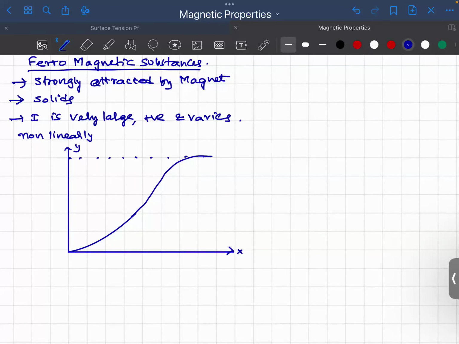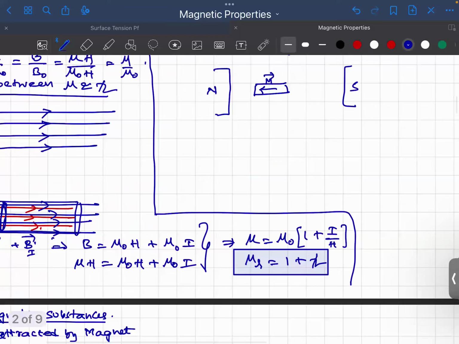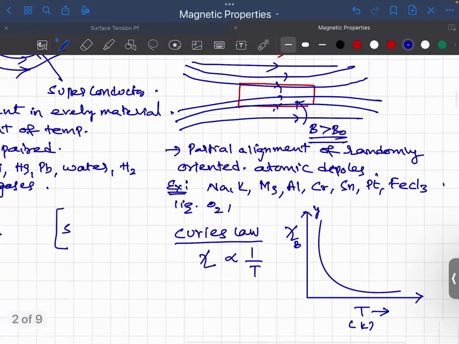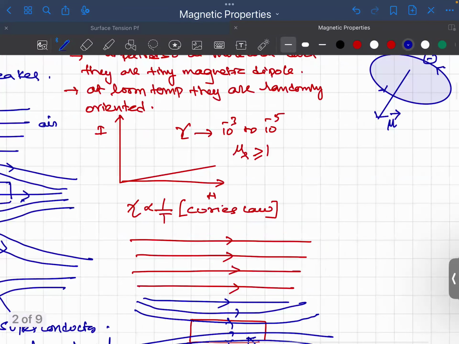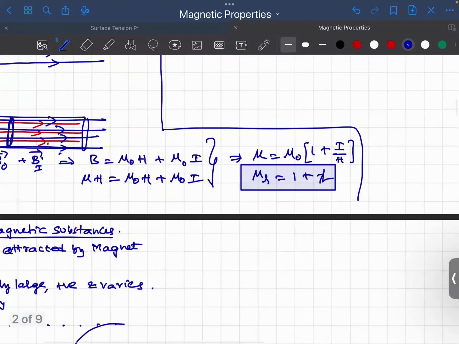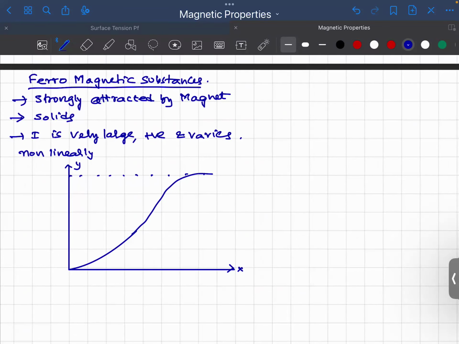Which means in paramagnetic material, you have seen that the I versus H graph is a straight line with less slope. Because even though I apply a magnetizing field, very few are oriented in the direction of the magnetizing field. But here, it is like a domain behavior. So therefore, you won't see linearity in the I-H graph.